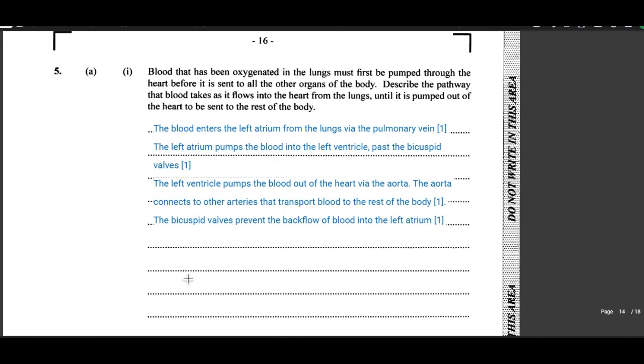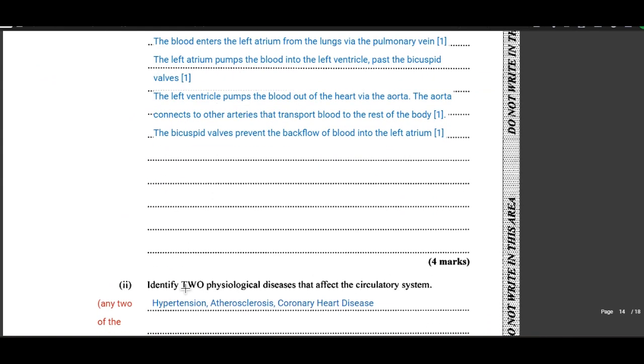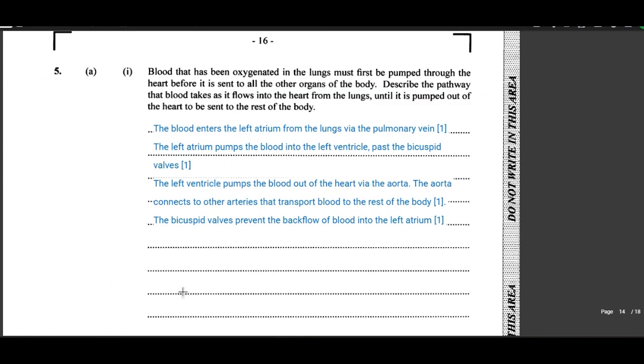5 part A, part 1 now. This one is 4 marks. So this one, you're being told that blood that has been oxygenated in the lungs must first be pumped through the heart before being sent to all other organs. Describe the pathway the blood takes as it flows into the heart from the lungs.